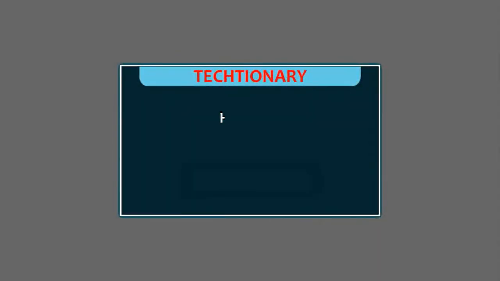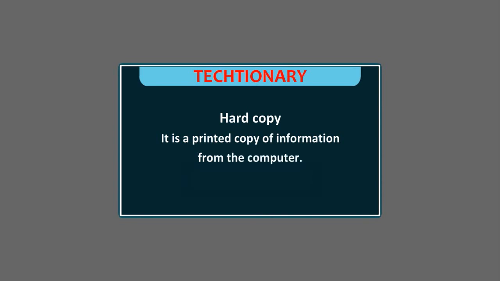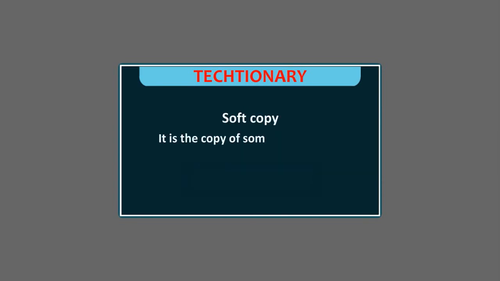Dictionary, hard copy. It is a printed copy of information from the computer. Soft copy. It is the copy of some data saved in the computer. Storage devices. These are devices that are used to store data.